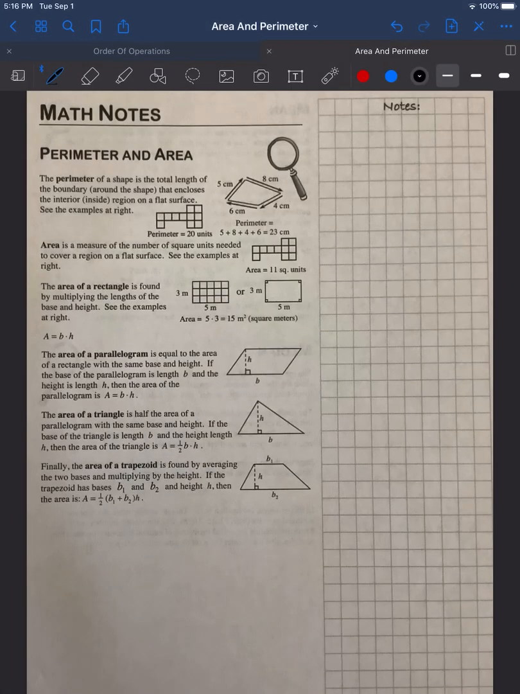Okay, everybody, it's notes time. We are taking notes today on area and perimeter right here.